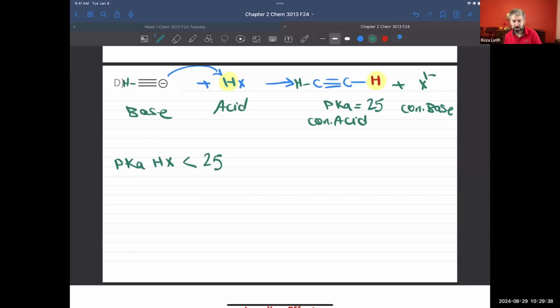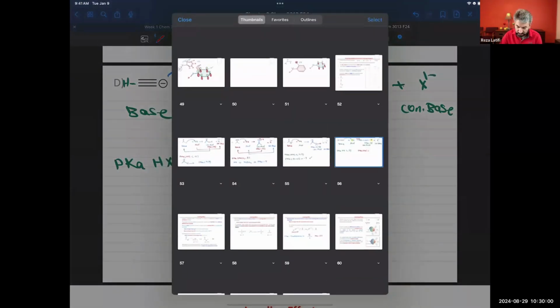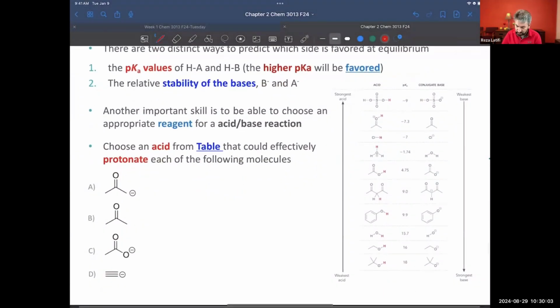So how about something that has a pKa around 10? I want to keep the gap really big between them, to be sure that this is 100% completion. So let's go with, for example, a pKa of HX around, say, 10. This is the table. We go back to the table, and can I use, for example, this one? That's going to be a phenyl, and that's going to be one of the options that we can use.